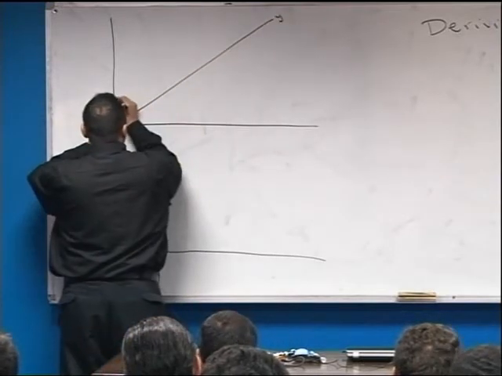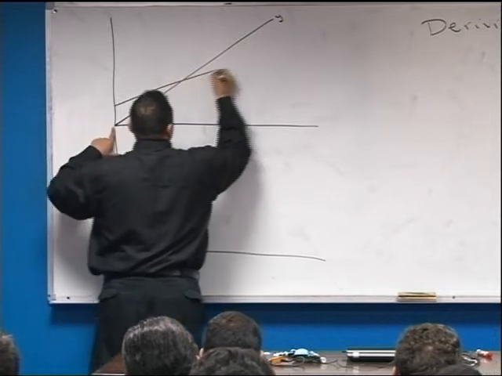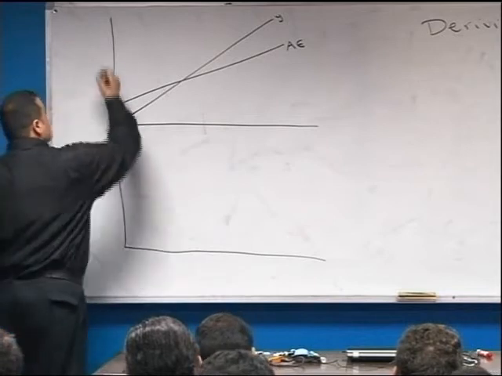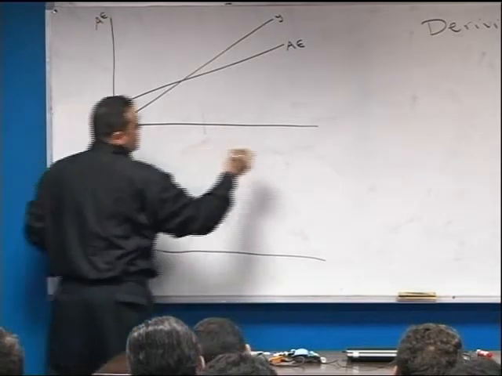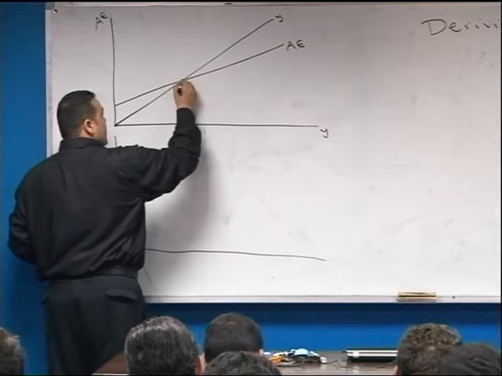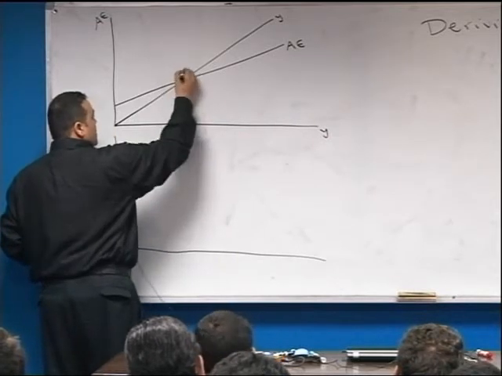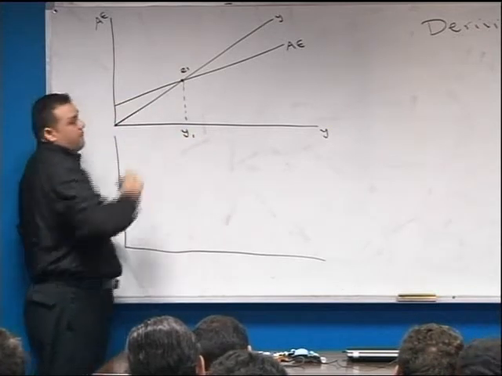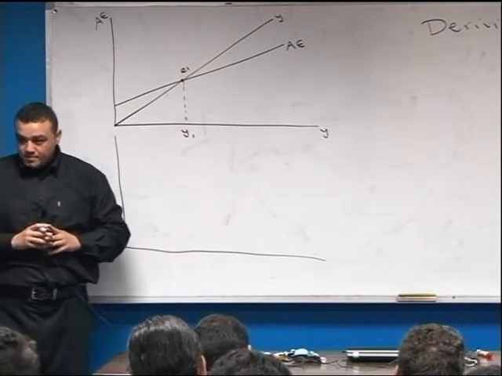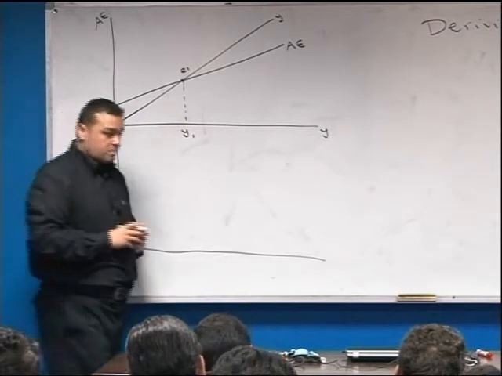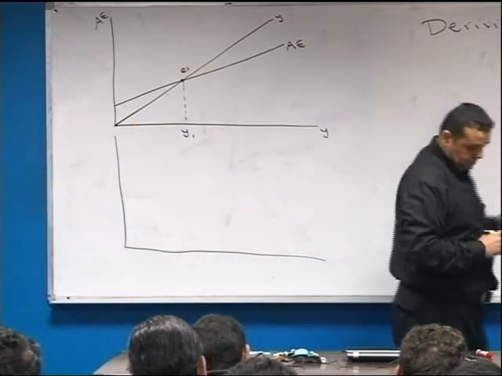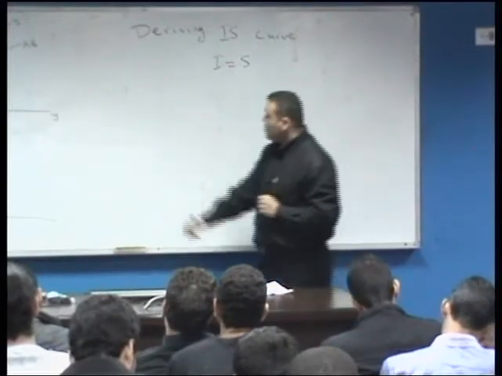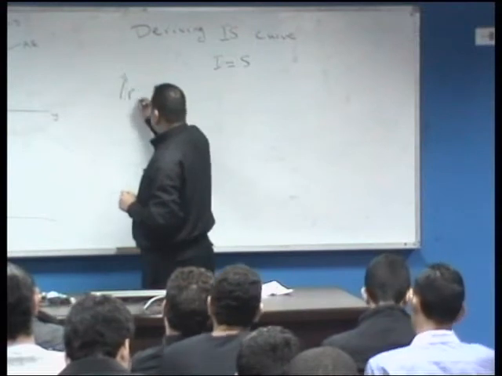And this is the aggregate expenditure. This is the original equilibrium point, E1, and this is Y1. Okay? Suppose that the interest rate increased in this market.